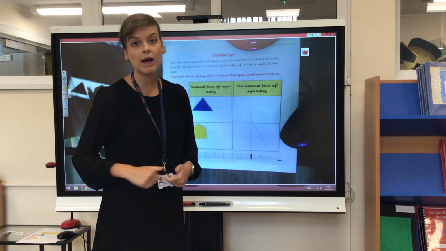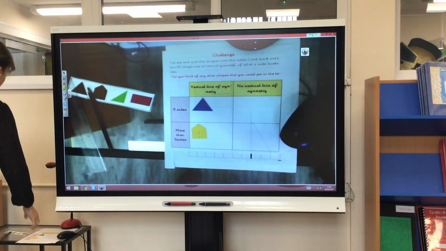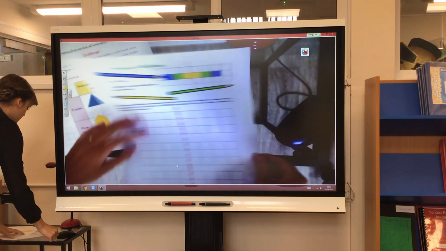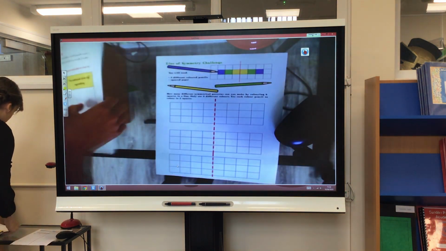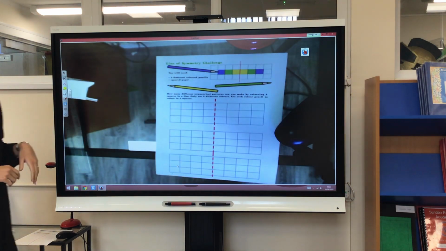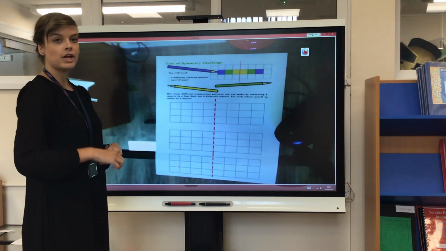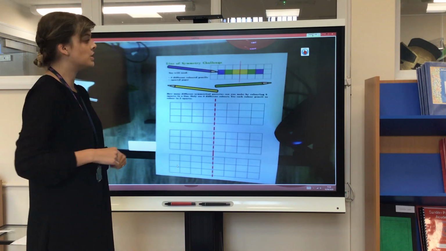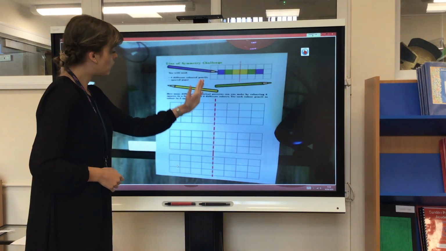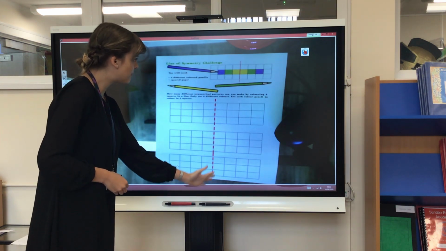Now another challenge you might find in your pack is this one. And it's just a little bit of fun with symmetry. So you can create your own symmetrical shapes here by using 3 different colours. Now it's got an example here, and it's got all our vertical lines of symmetry there.